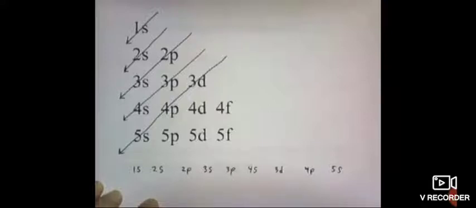Thus between 2p and 3s, which will be filled first? 2p will be filled before 3s. Why? For 2p, what is the n plus l value? The n plus l value is 3. And for 3s, what is the n plus l value? For 3s, the n plus l value is also 3. So compared to this, 2p will be filled before 3s.